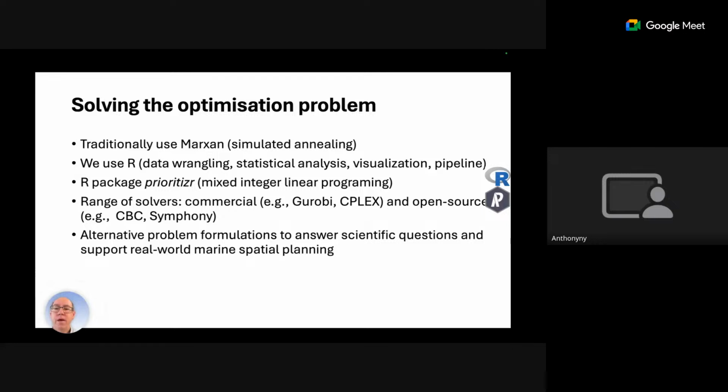And it's in R, so we can have a pipeline. And we can use a range of solvers. So there's commercial ones, and there's also open source solvers as well that we can use, which Marxan just uses simulated annealing. And you can have alternative problem formulations. So I'll describe some of those now.